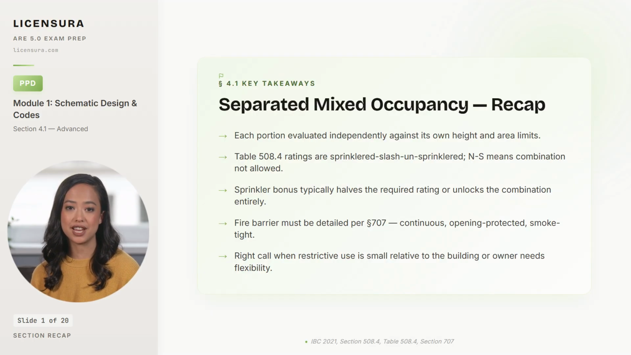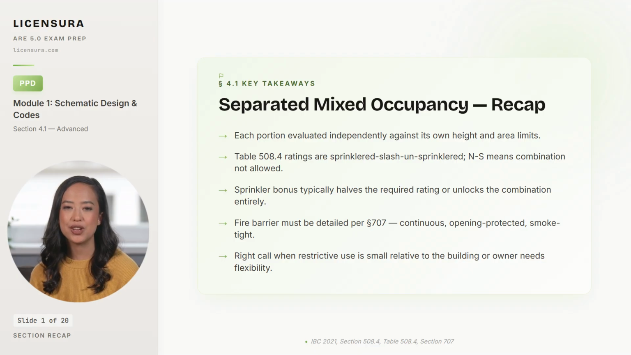5 takeaways from the separated mixed occupancy framework. First, each separated portion is evaluated independently against its own height and area limits. That is the entire point of the strategy. Second, Table 508.4 ratings always come paired, sprinklered on the left, unsprinklered on the right, and NS means the combination is not permitted without sprinklers. Third, the sprinkler bonus typically cuts the required rating roughly in half, or it unlocks combinations that would otherwise be forbidden.